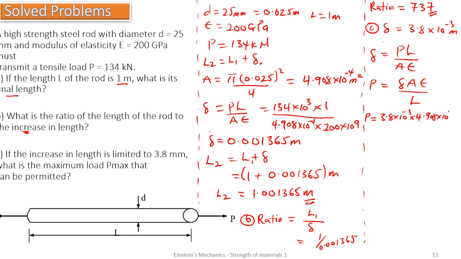4.908 times 10 to the negative 4, multiplying the E, which is 200, over L, which is 1. So my P max is going to give me 373 kilonewton. So if the increase in length is limited to 3.8, the maximum load or force P is going to be 373 kilonewtons. That's the end of this problem.